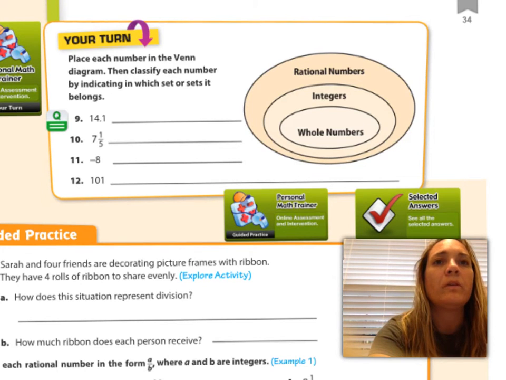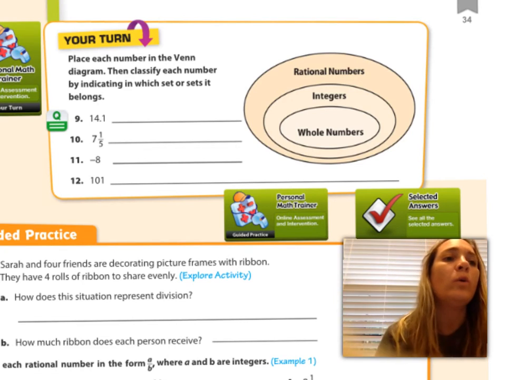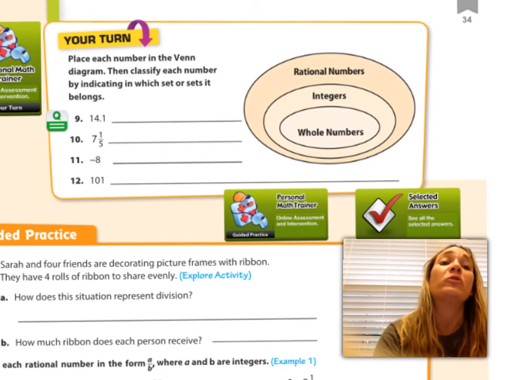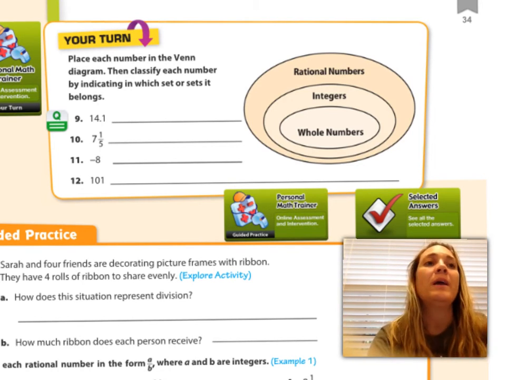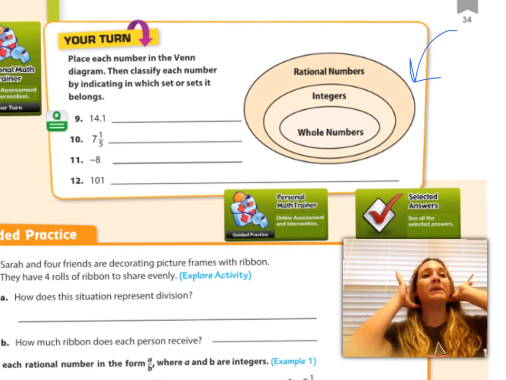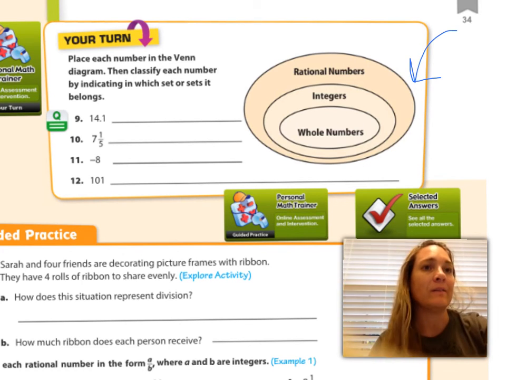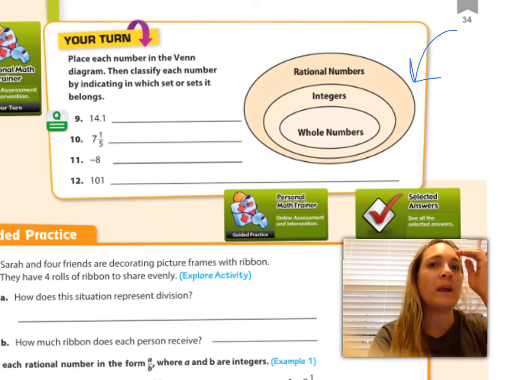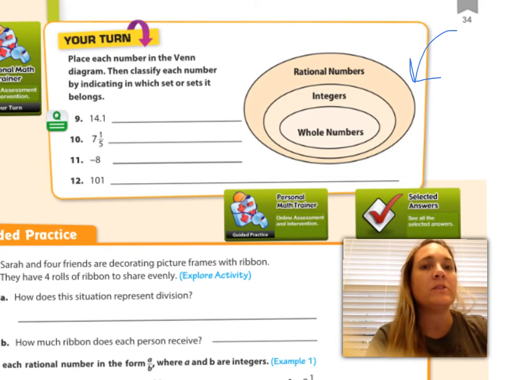So for the piece up here that says your turn, we're going to classify each of those numbers. So what I would like for you to do is copy down this Venn diagram just like that. And we're going to take number 9, 10, 11, and 12, and we're going to put them inside the Venn diagram. So pause the video and go ahead and copy down that Venn diagram just like it is. Make it big enough to write numbers in. Okay, pause if you need to.